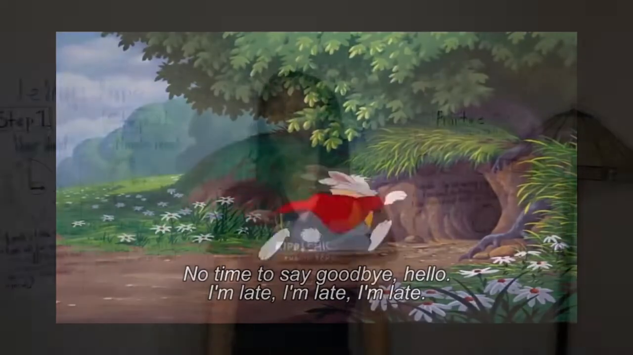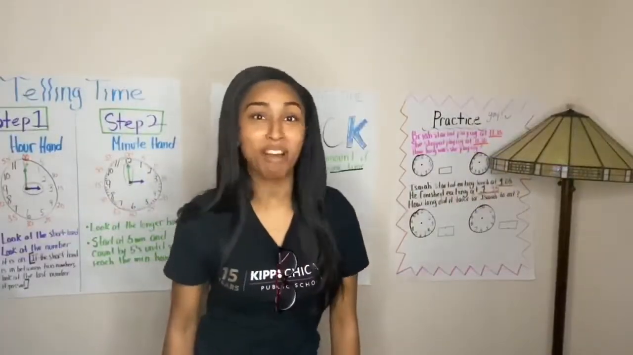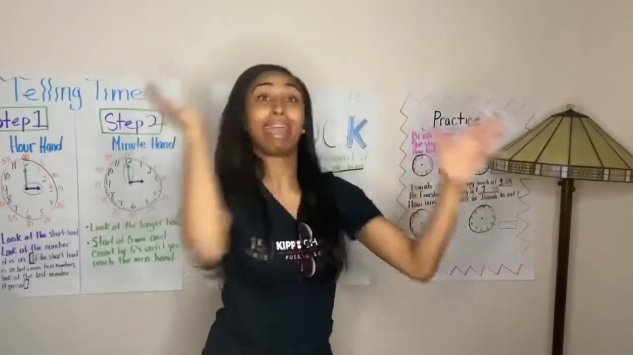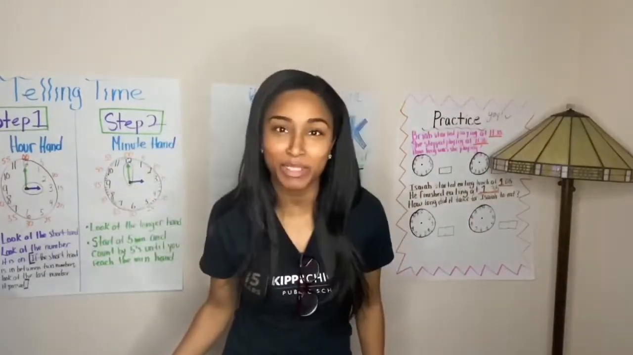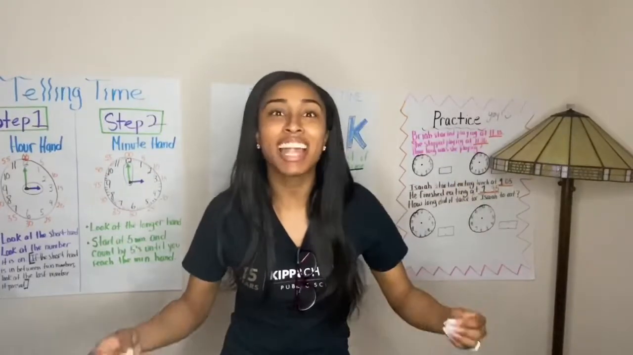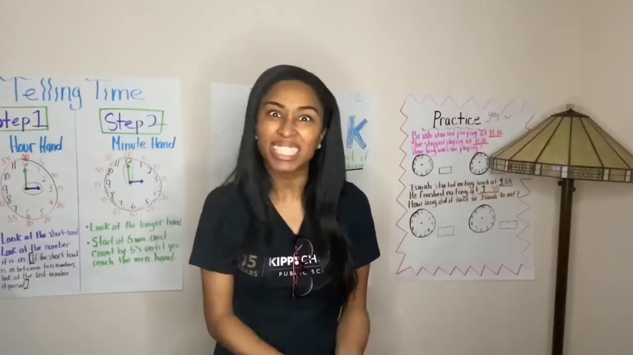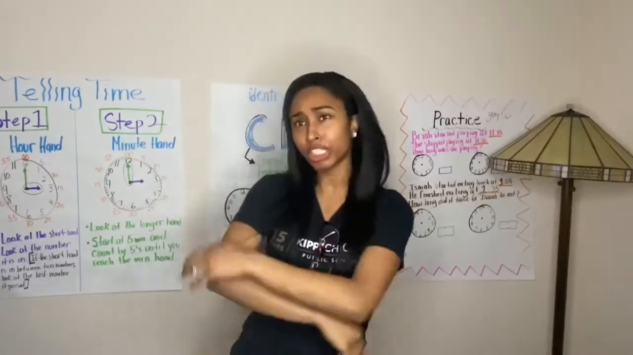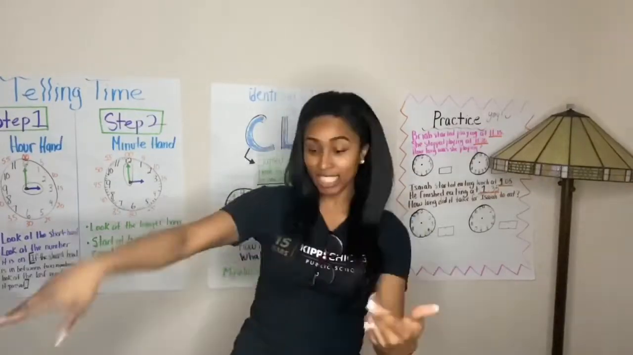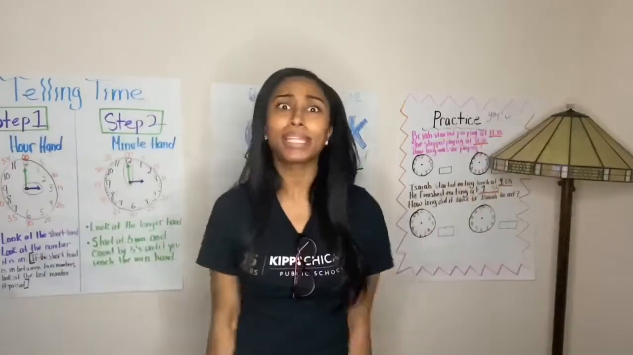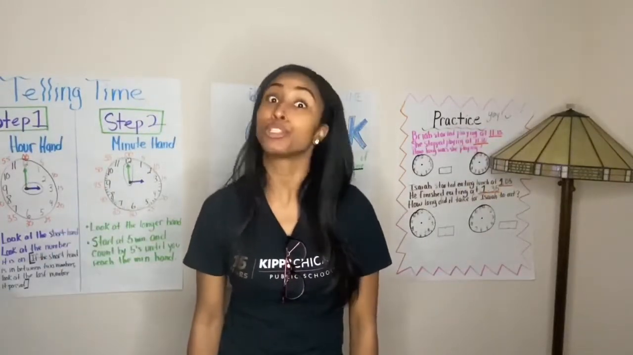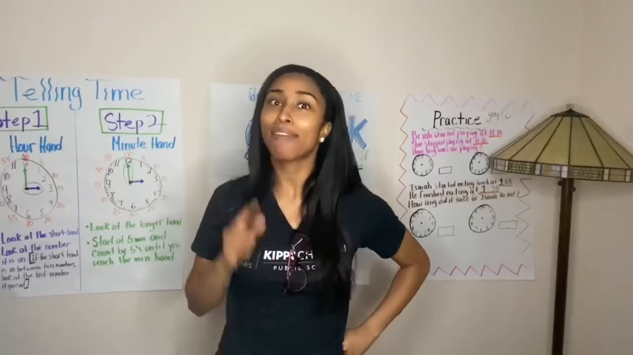Hello, I'm late. Did you see how Mr. Rabbit was like, I'm late? He was like freaking out. He could have been late for his party or whatever he had to go to because he could not figure out how much time had passed. He was too busy sitting in his rabbit hole, digging some dirt, and he didn't realize that 30 minutes had passed. That's why he was so late. We have to be on time.